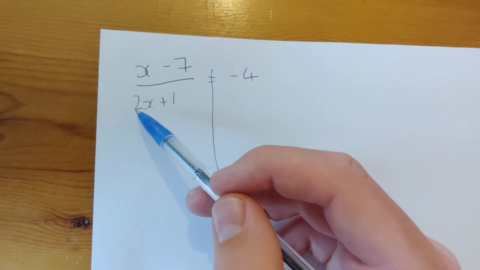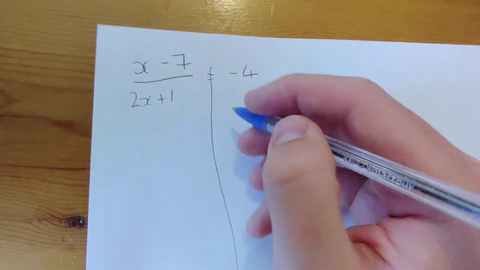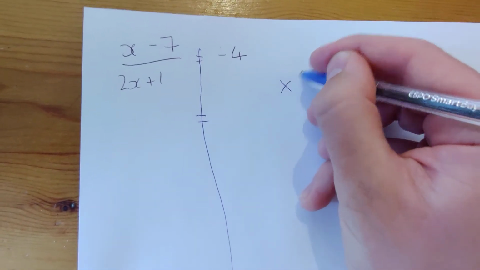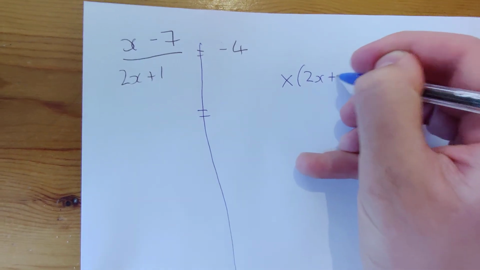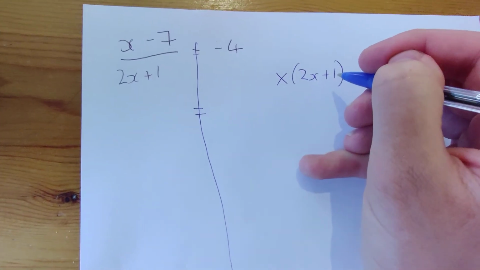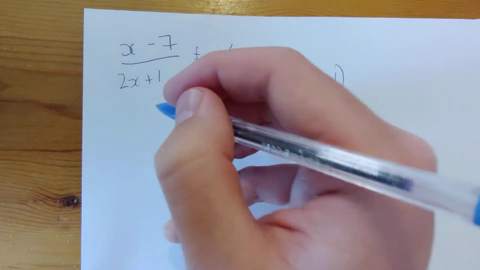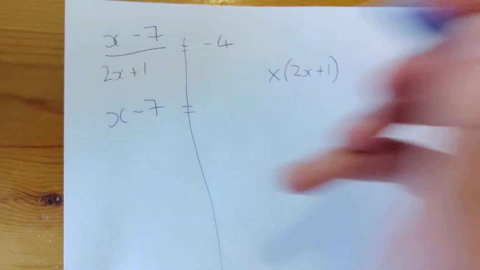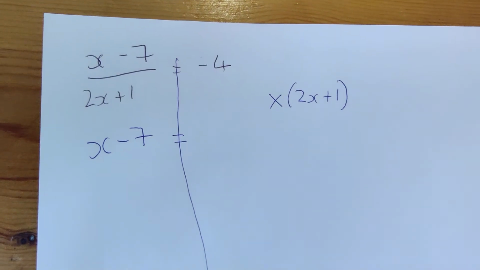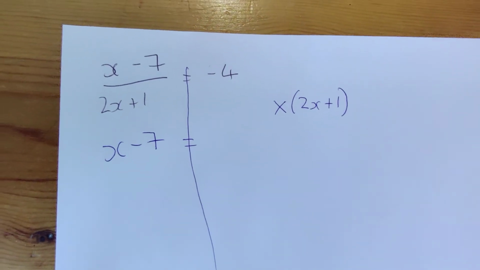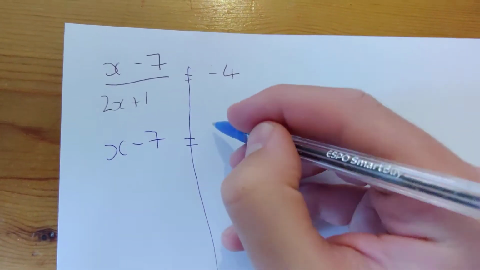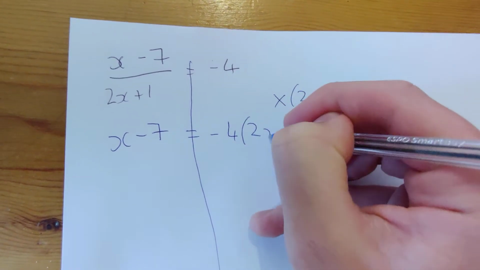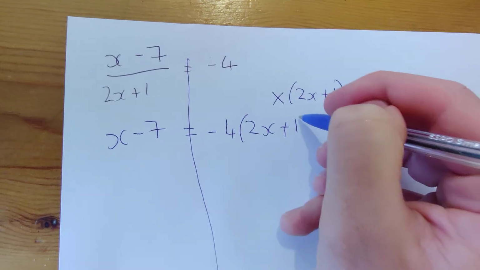Now this one, I've got another fraction that I don't want. This time I've got 2x plus 1 on the bottom of the fraction, so I'm going to have to multiply through by that whole thing, by all of 2x plus 1. I can't just multiply by 1 bit, it doesn't work like that. I have to multiply through by the whole thing. That cancels the bottom on this one, just giving me the x minus 7. On the right hand side, I have to times the whole thing, remember, and I'll give you a bit of a clue here, I put brackets here, minus 4 lots of 2x plus 1.